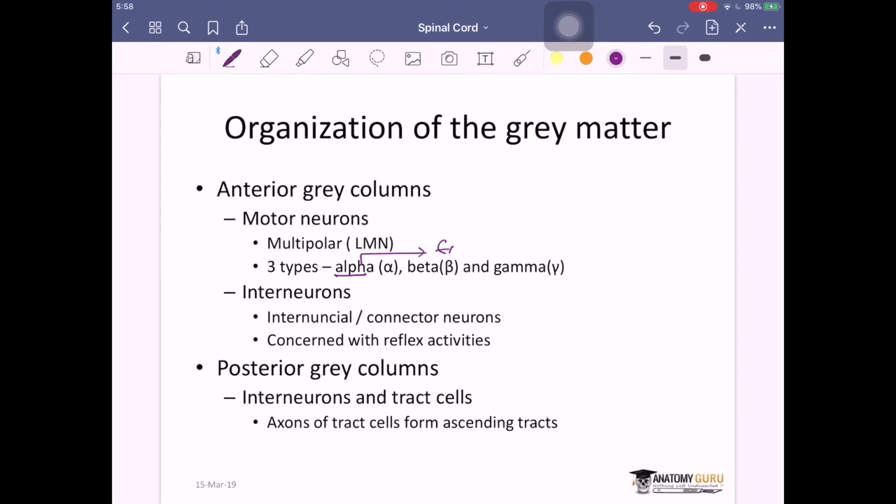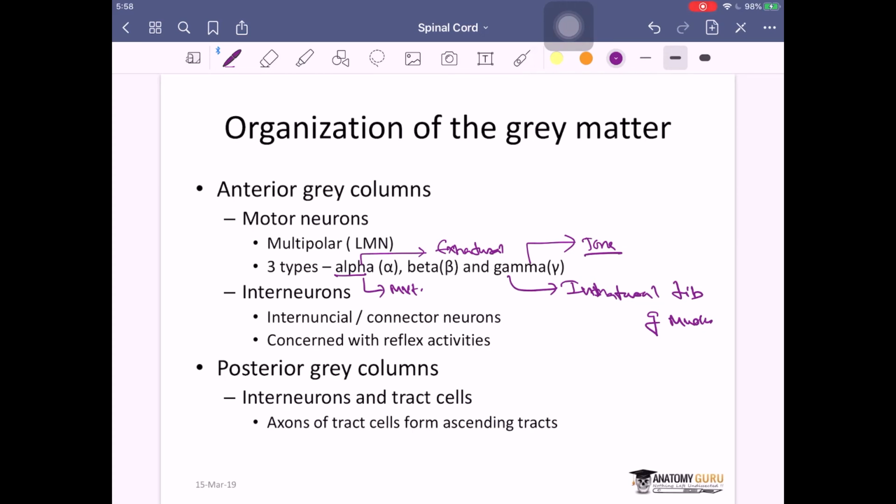Your alpha controls your extrafusal fibers, whereas your gamma controls your intrafusal fibers of your muscle spindle. So this is the control. This is responsible for your movement or your activity, whereas this is responsible for your tone. So these are the different types of neurons you have.